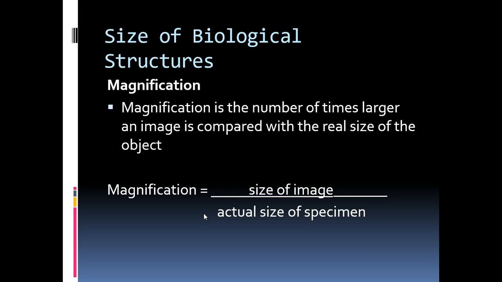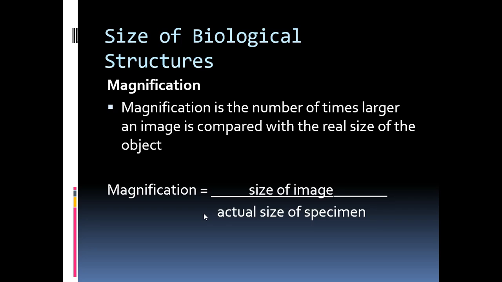Okay, in this chapter, you are also going to learn how to calculate magnification, right? Because in most of the past years, magnification is one of the questions that will always come out every single year. So what is magnification? Magnification is the number of times larger an image is compared with the real size of the object. I think you might be familiar with the formula of the magnification.